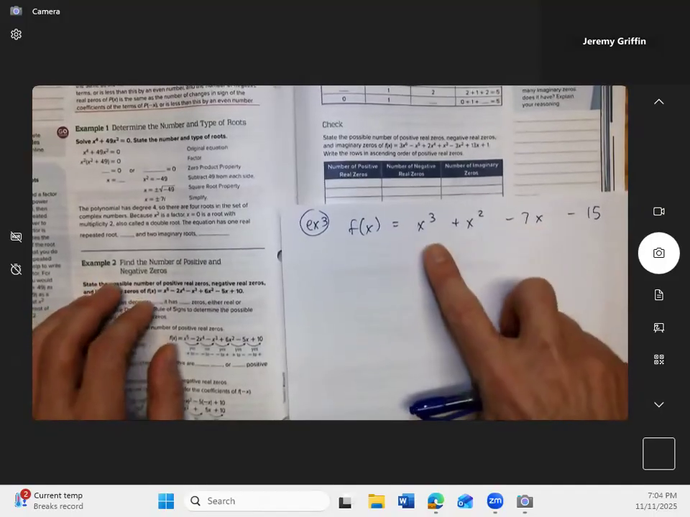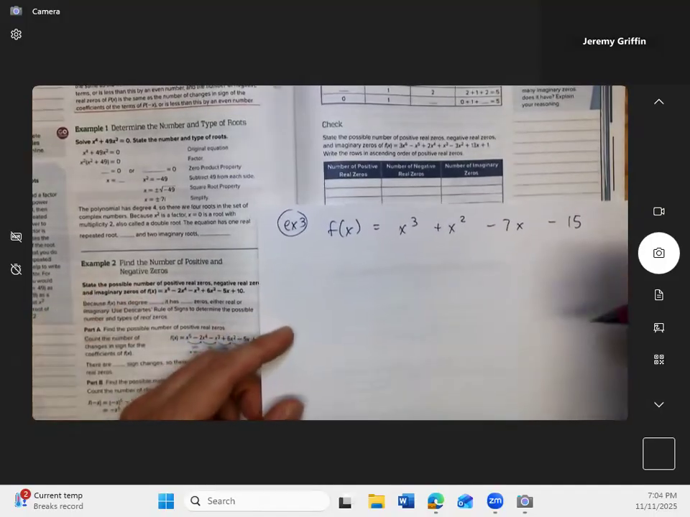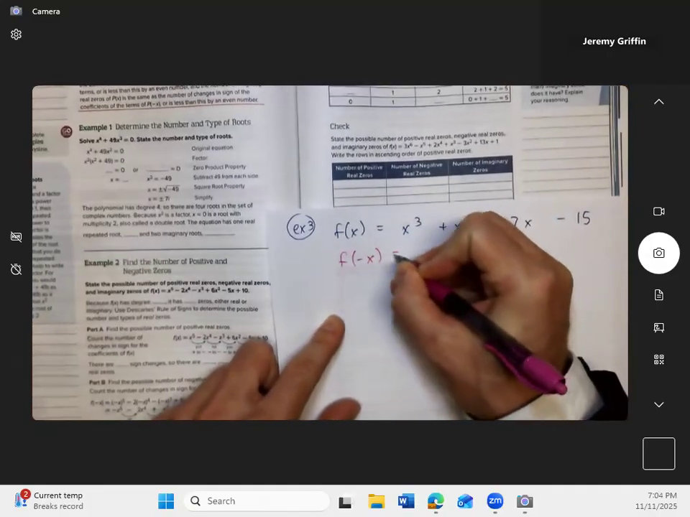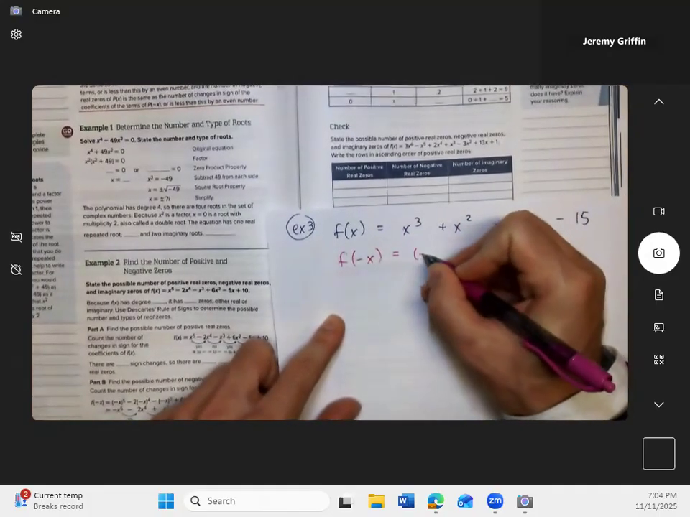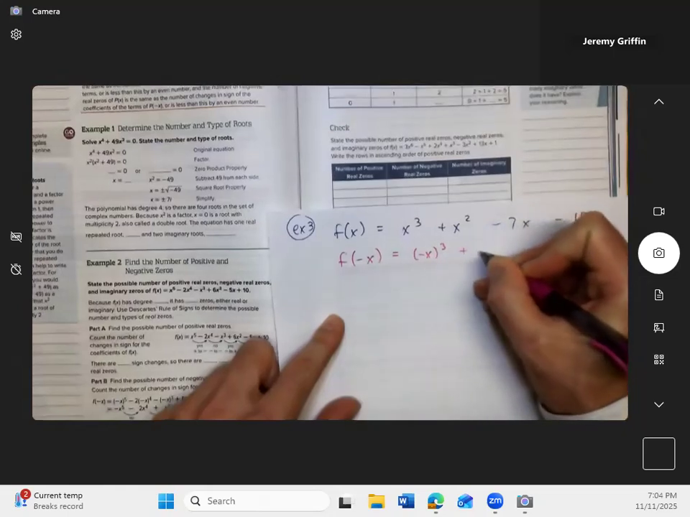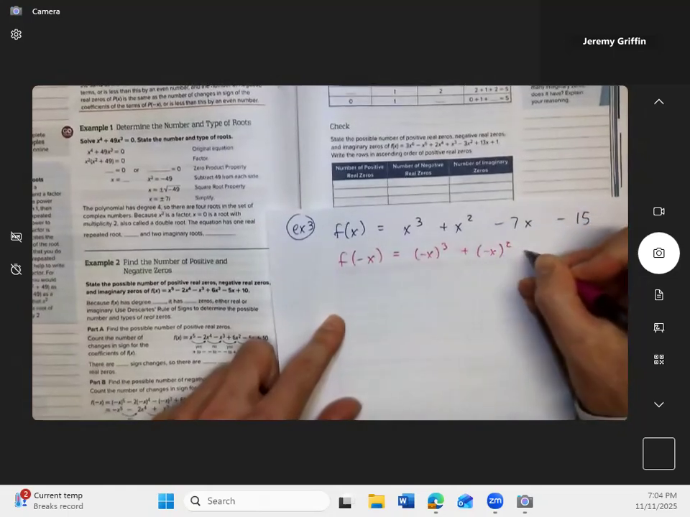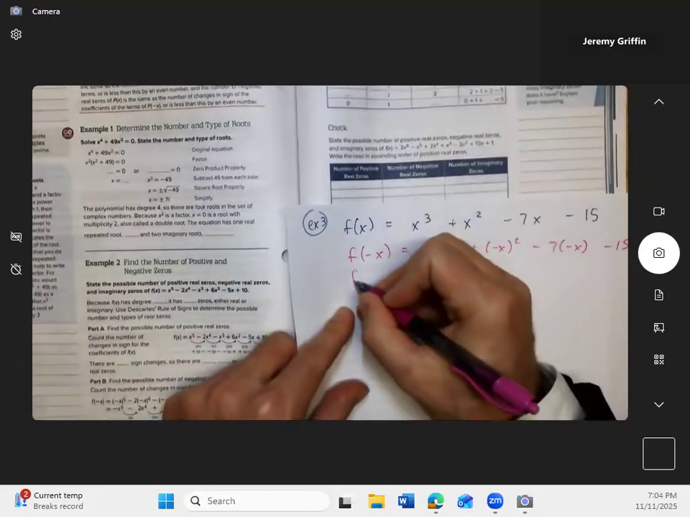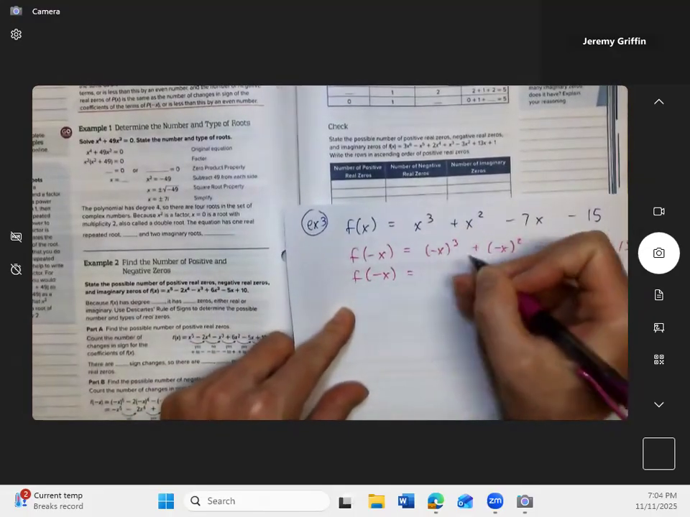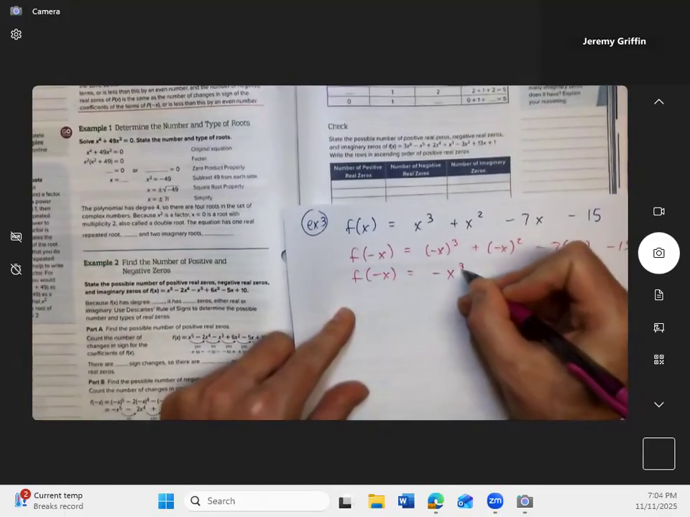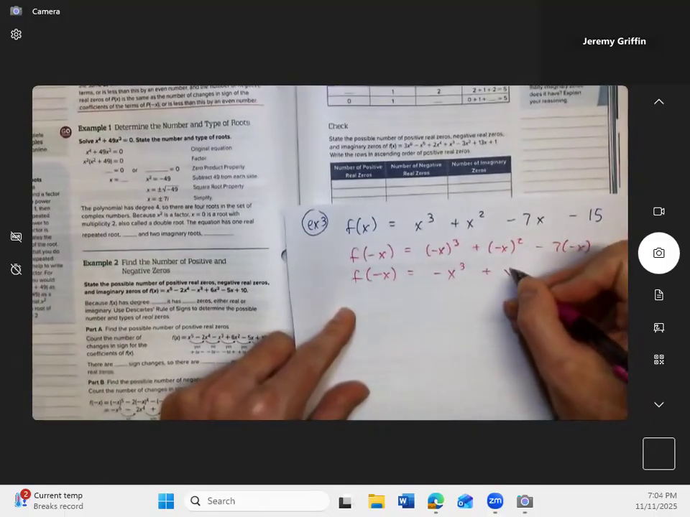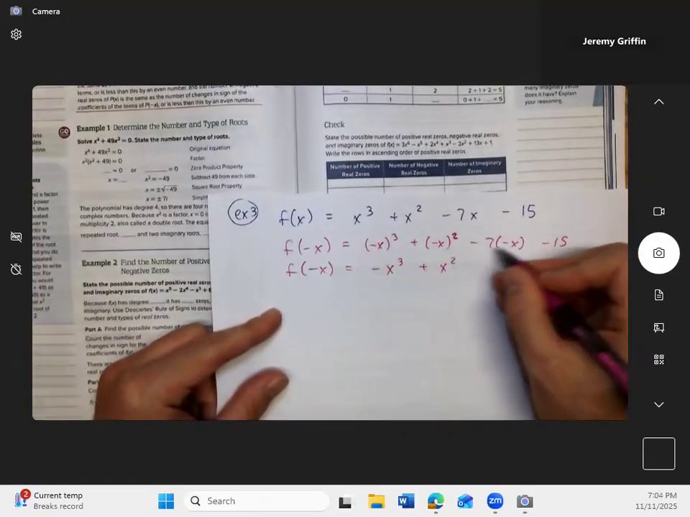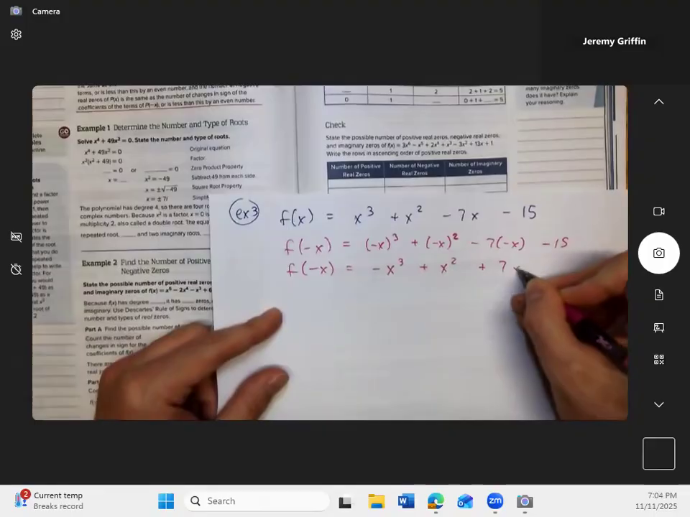Okay, what if I plug in a negative value for x? Let me see what happened. So I'll put this in pink so it kind of stands apart. So if I do negative x cubed plus negative x squared minus 7 times negative x and then minus 15. Okay, now let me clean that. So let's see what happened. This term is negative. This term x squared is still positive. This negative times negative turns back positive. These two negatives cancel and give you positive, and then negative.